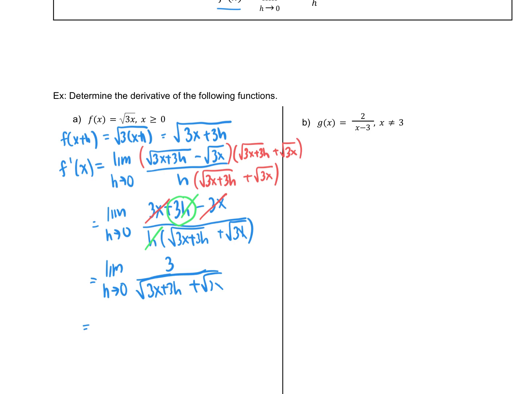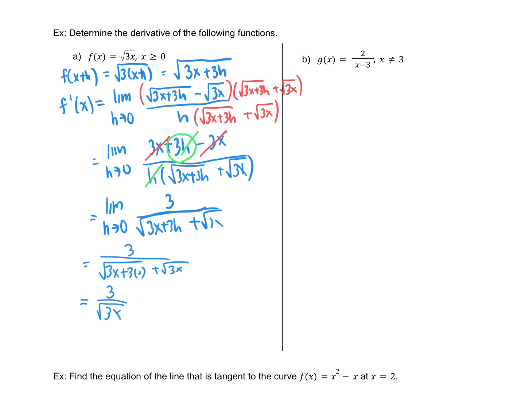And now let's substitute 0 in for h. So I have 3 over the square root of 3x plus 3 times 0 plus the square root of 3x. Well, 3 times 0 is 0, so for that first radical, I just have the square root of 3x. And I have it twice in the denominator. So that'll just be 3 over the square root of 3x. Now, if you wanted to take an extra step here and multiply top and bottom by the square root of 3x to eliminate the radical in the denominator, you're more than welcome to.